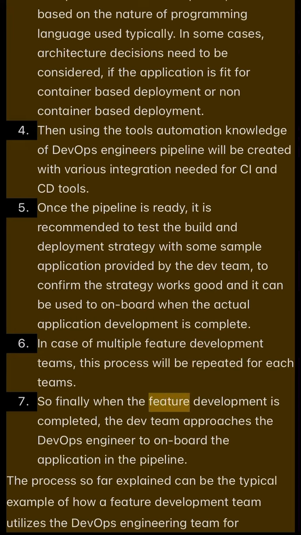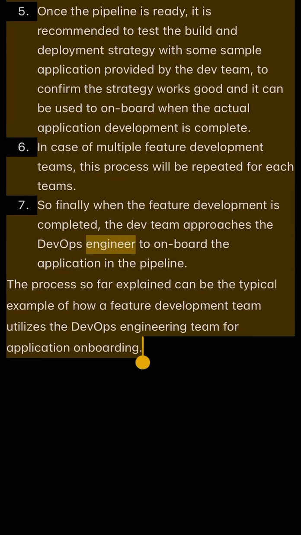So finally, when the feature development is completed, the dev team approaches the DevOps engineer to onboard the application in the pipeline. The process explained so far is a typical example of how a feature development team utilizes the DevOps engineering team for application onboarding.